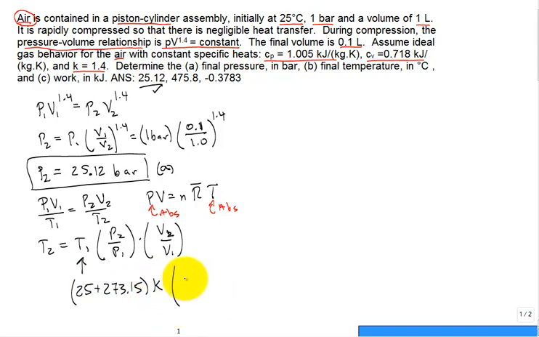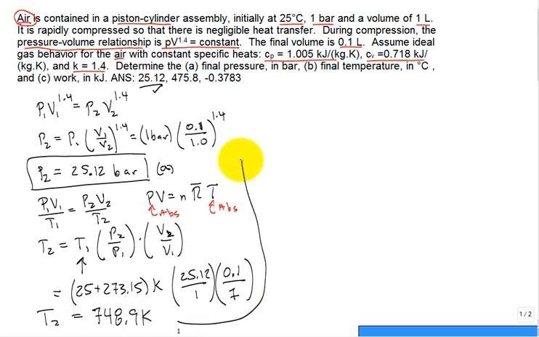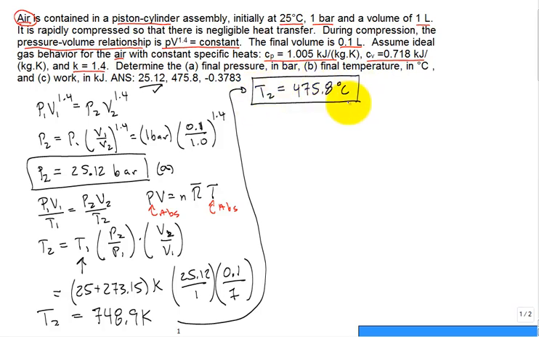That makes the temperature in Kelvin. Our two pressures we just solved for, 25.12, started at 1 bar. And our final volume is 1/10 of a liter, and it starts at 1 liter. And so when we run our numbers, T2 comes in at 748.9 Kelvin, and we convert that to degrees C by subtracting 273.15, and we find T2 in degrees C comes in at 475.8 degrees C. Done.